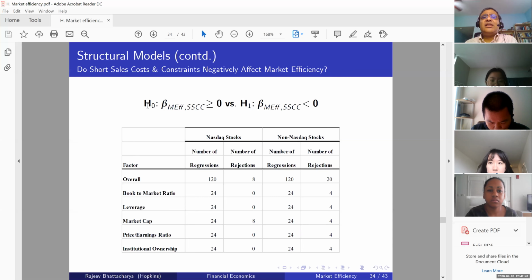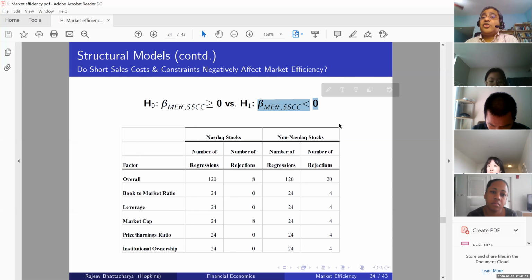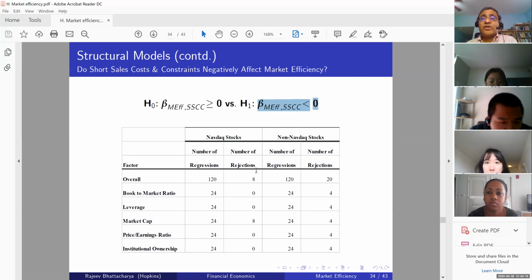Similarly, the null hypothesis is market efficiency as a function of short sales costs and constraints. The alternate hypothesis is that market efficiency is negatively impacted by short sales costs and constraints. Once again, a one-tailed hypothesis, not what we are used to seeing, but much more advanced than your standard econometrics. Turns out we see very few rejections. If you look at the proportions, they're tiny.